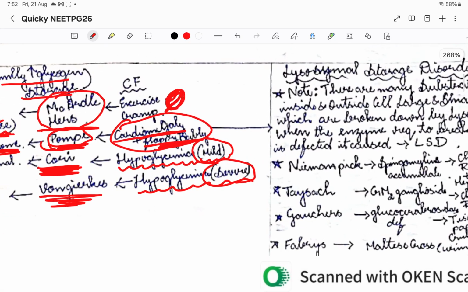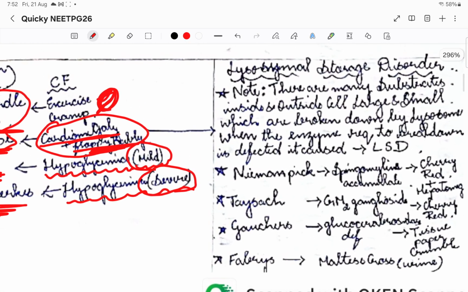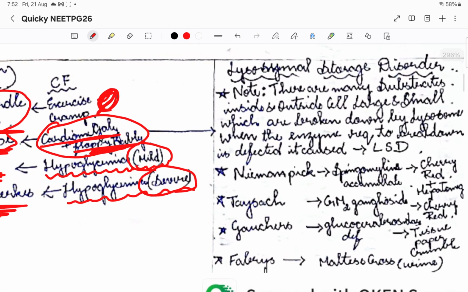So then, moving on further, we'll discuss lysosomal storage disorders. What are these lysosomal storage disorders? There are many substrates inside and outside the cell, large and small, which are broken down by the lysosome. When the enzyme required to break down these substrates is defective, it is called lysosomal storage disorder.